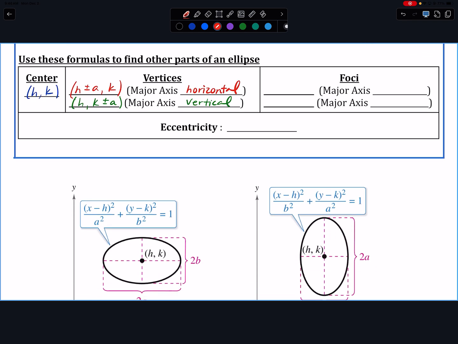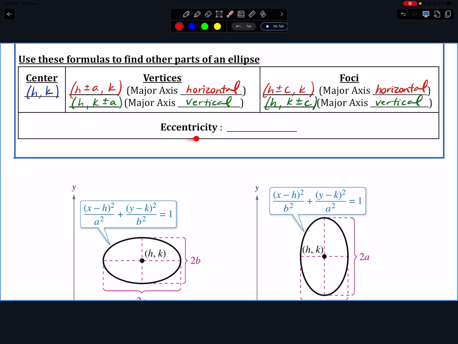If the major axis is horizontal, then the foci are going to be h plus or minus c comma k. And then if it's vertical, it's going to be h comma k plus or minus c. Okay.